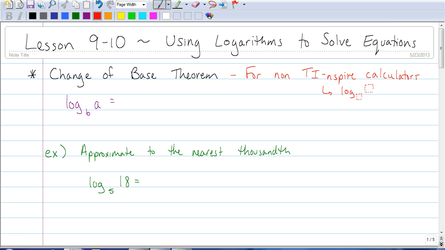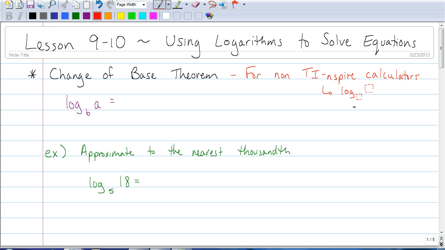Because if you have a TI Inspire calculator and you hit the log button, you get this on your screen. So you can just type in whatever the base is for the logarithm, and then type in the value and get your answer right away. But if you're using a scientific calculator, those are only set to be at base 10. Even if you have a graphing calculator like a TI-84, that too you cannot change the base on. So the TI Inspire right now is the only calculator that will do that.